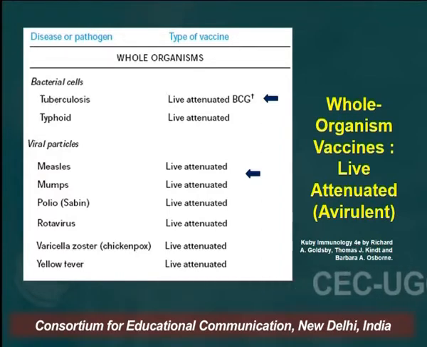The classical example I will take from each category: the bacterial cell in case of tuberculosis, the live attenuated BCG vaccine. The Bacillus Calmette-Guerin vaccine is actually a live attenuated tuberculosis bacillus that is used as a vaccine. Similarly, when we are talking about viral vaccine, in measles, the live attenuated virus is being used as a vaccine. Similar case in case of mumps also.